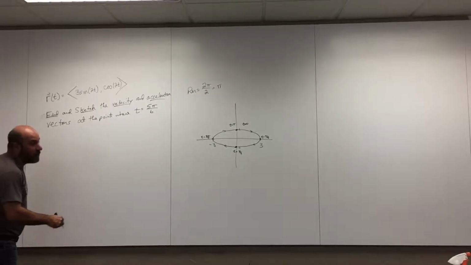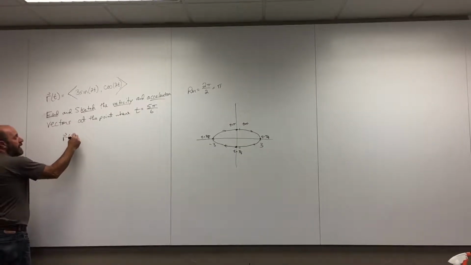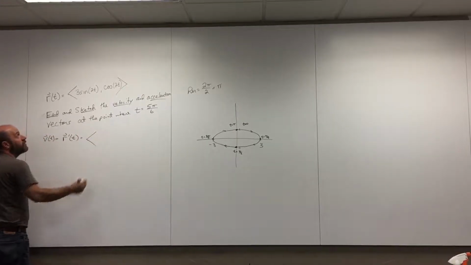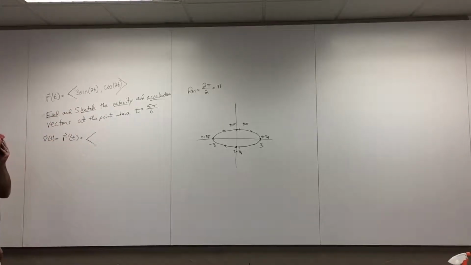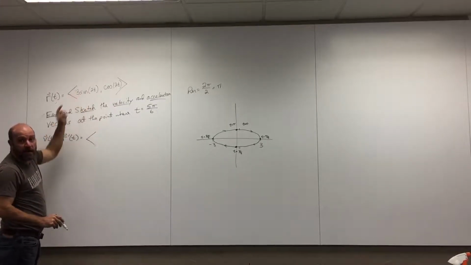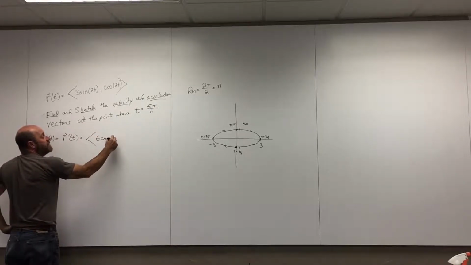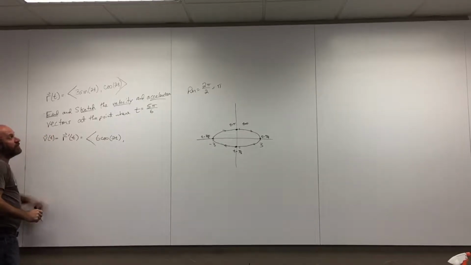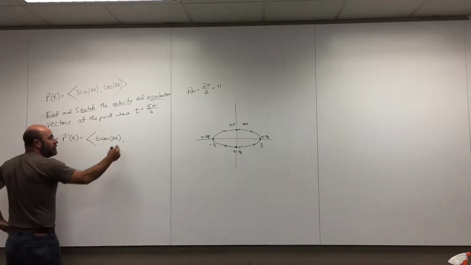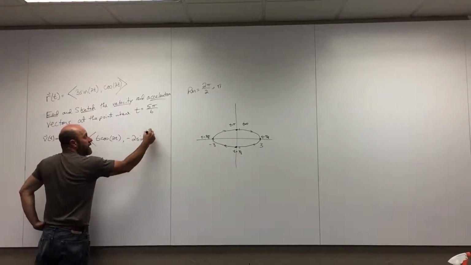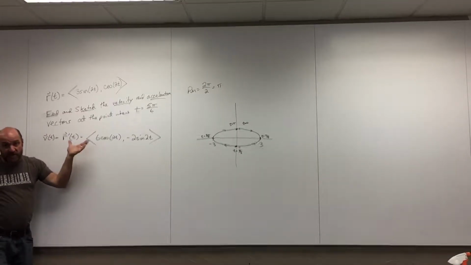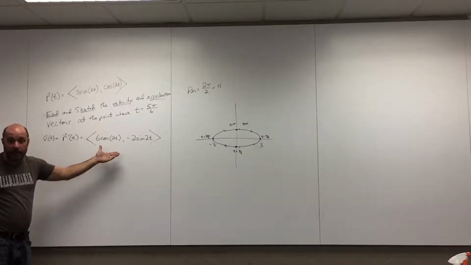So let's knock out a couple derivatives. I'm going to call it r prime, but I could also call it v of t for velocity. What is the derivative of 3 sine 2t? 6 cosine 2t. The derivative of sine is cosine, and the chain rule spits out a 2. And the derivative of cosine 2t? Negative 2 sine 2t. The chain rule spits out a 2. Good job. This is the velocity vector in general at any time.